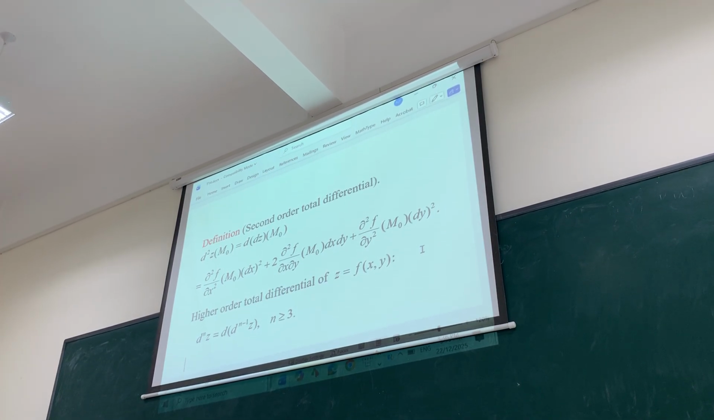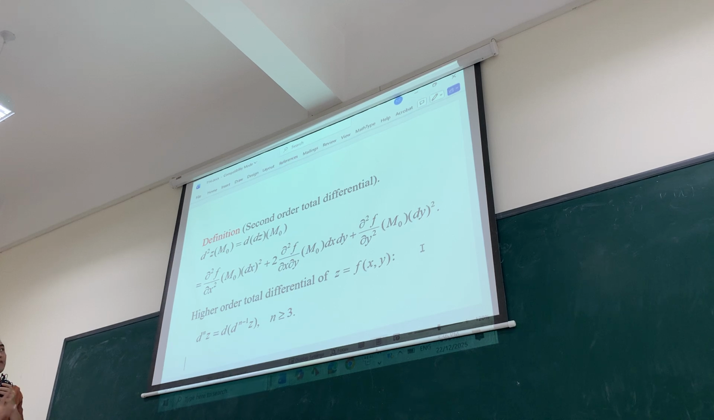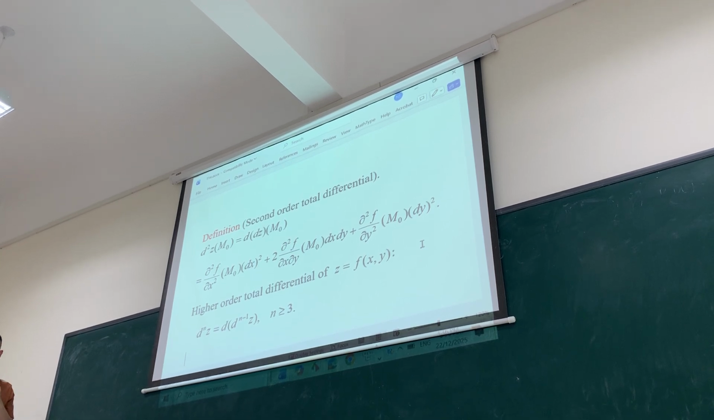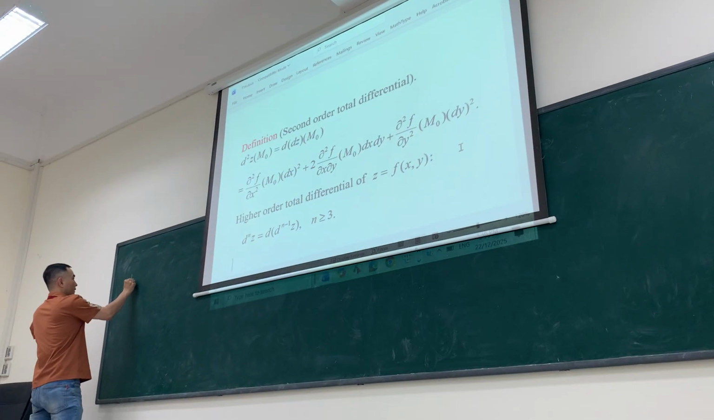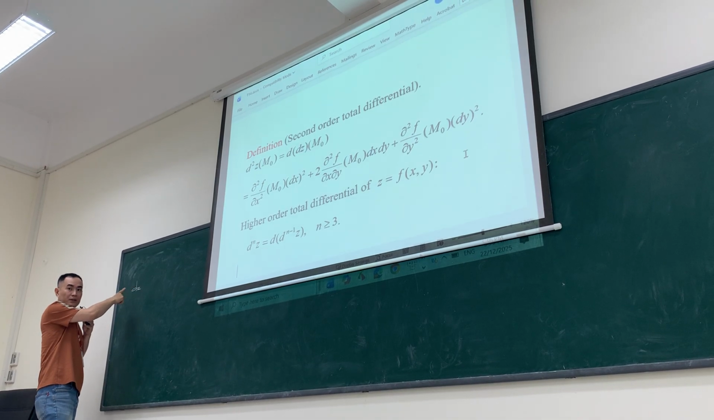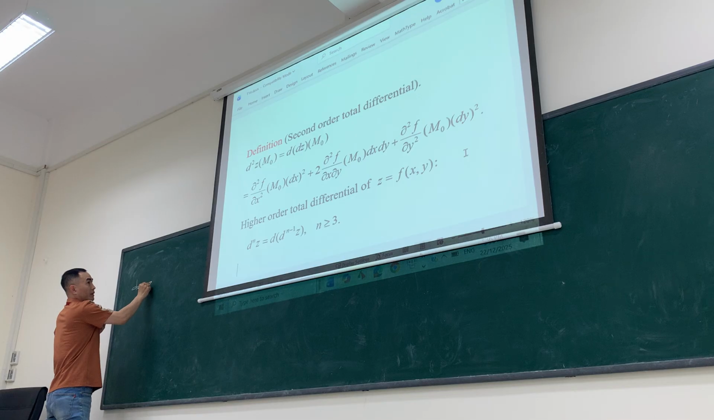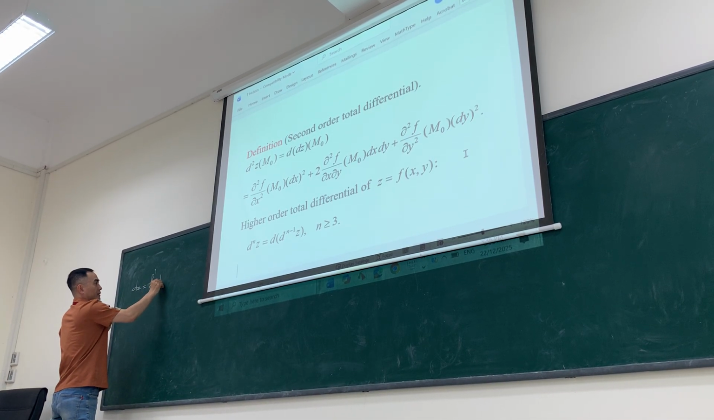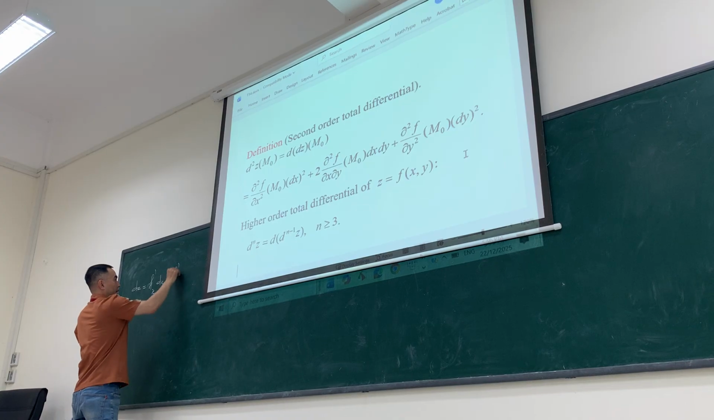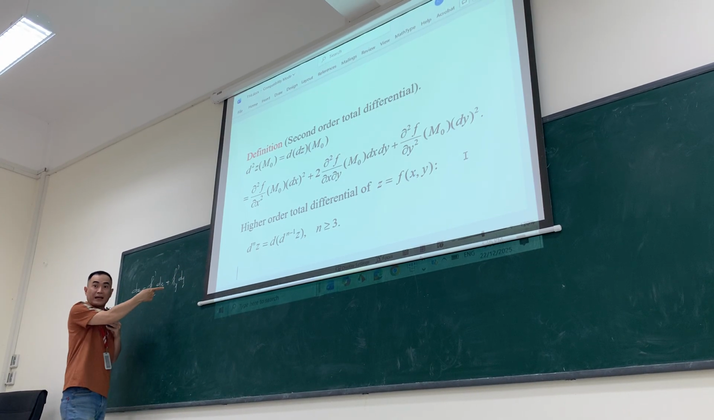Now we return to the formula for the first order total differential. I think you know the first order total differential dz is equal to f prime x dx plus f prime y dy. Okay, I think you know that.